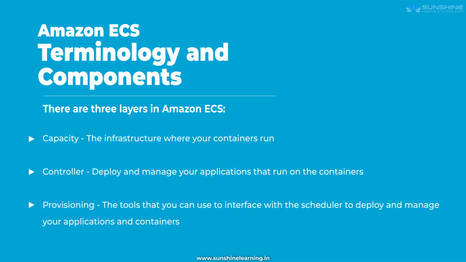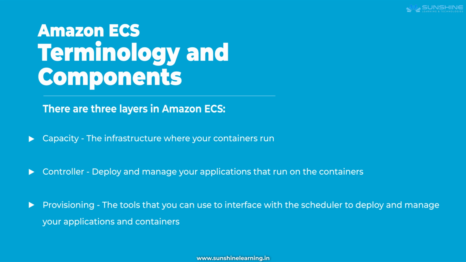So Amazon ECS has certain components. There are three layers. One is capacity, second is the controller, and third is how you do the provisioning of the containerized applications over the ECS cluster. So that's why we say there are three layers in Amazon ECS. One is the capacity, the infrastructure where your container runs. Let's say you create a container image in the EC2 instance. That is possible. You can create a container image in the AWS Fargate service as well. You can even create a container image in on-prem servers as well.